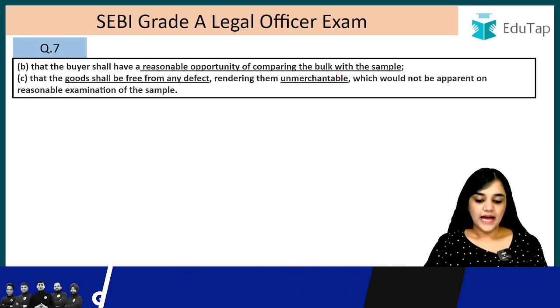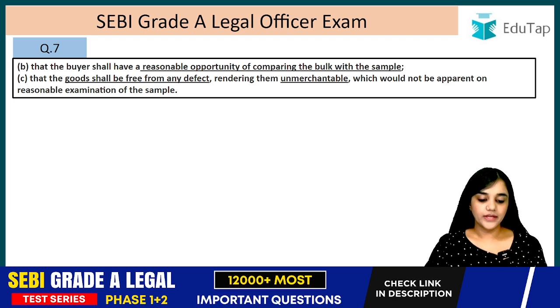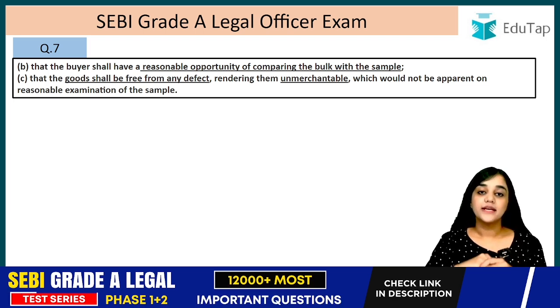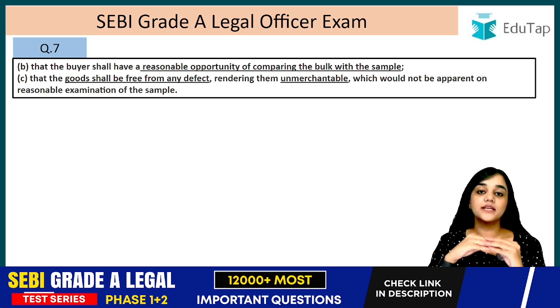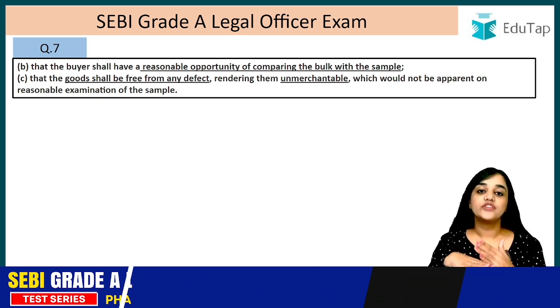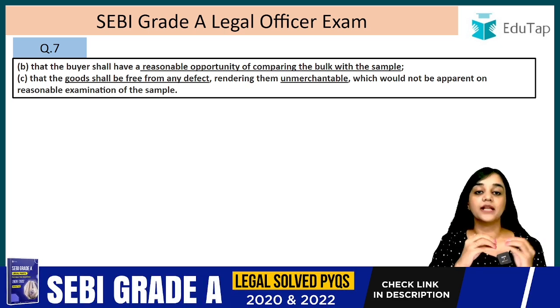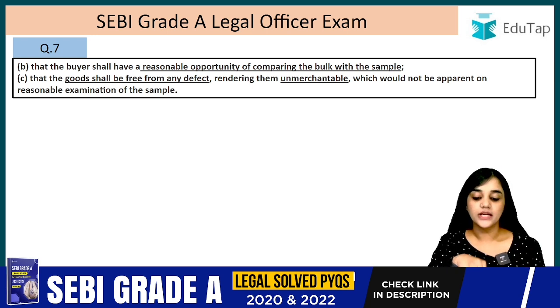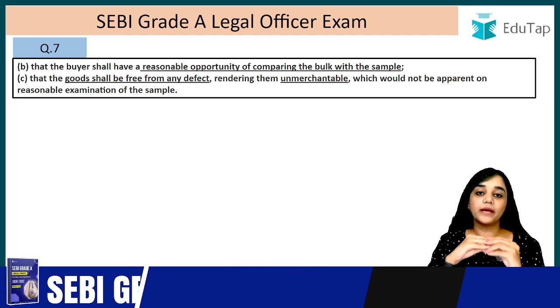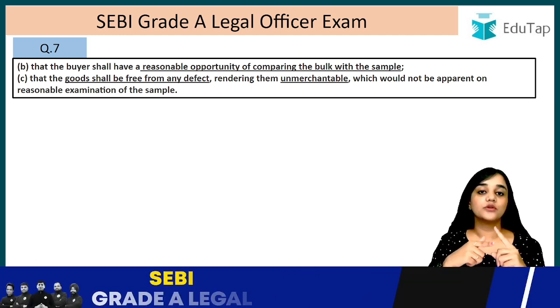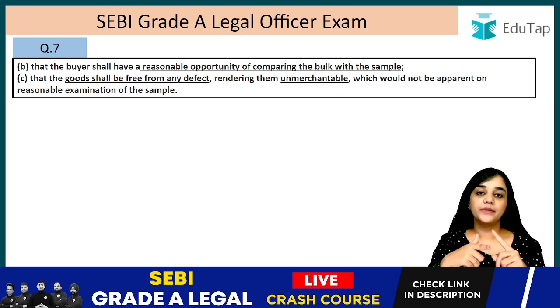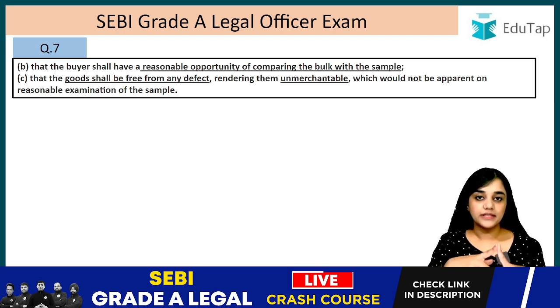That the buyer shall have a reasonable opportunity of comparing the bulk with the sample. The seller has to give a reasonable opportunity to the buyer so that he can examine the bulk and compare it with the sample. And that the goods shall be free from any defect. They could be latent defects also, they could be patent defects also. So they should be free from both types of defects, rendering them unmerchantable.